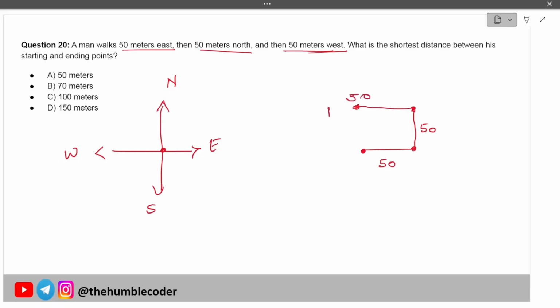Now his final point is this, and his starting point was this. So we have to find out the distance between the final and the starting. So it is obviously 50. We can directly see from the diagram. So the correct answer for this question is option number A, 50 meters.